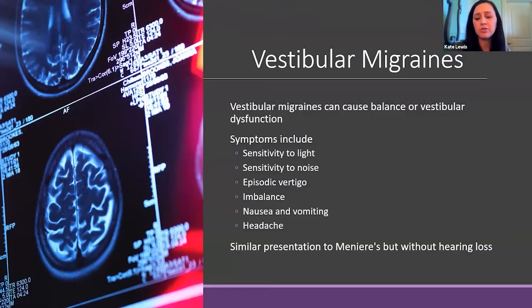Meniere's disease looks very similar to vestibular migraine. Vestibular migraine presents with similar symptoms of imbalance, dizziness. Individuals can have sensitivity to light or noise, that episodic vertigo that I was talking about, headache. And then the big differences that we see between Meniere's and vestibular migraine is patients with Meniere's will describe fullness in their ear and then progressive hearing loss. And we don't see that with vestibular migraine quite as much, if at all.